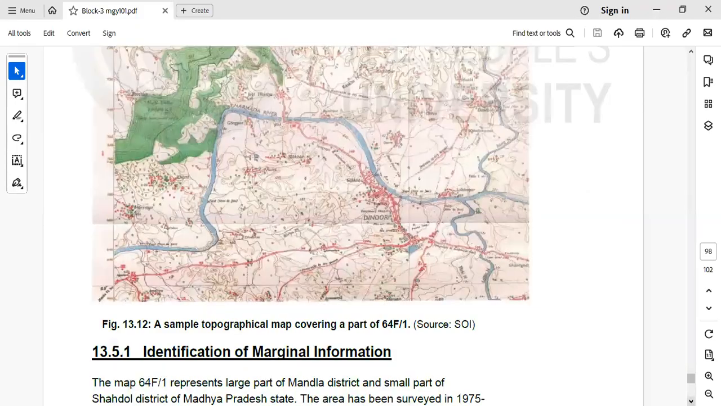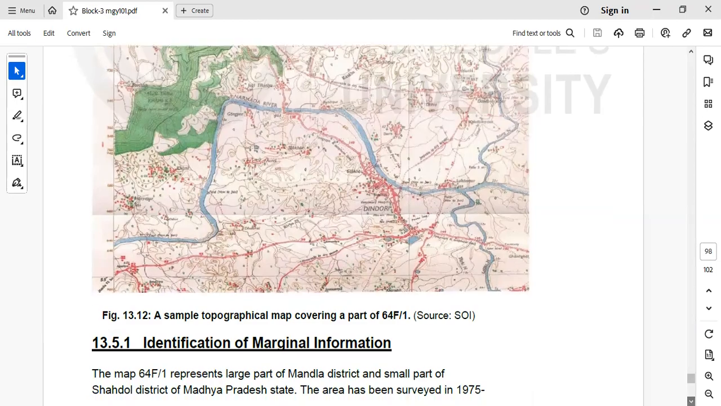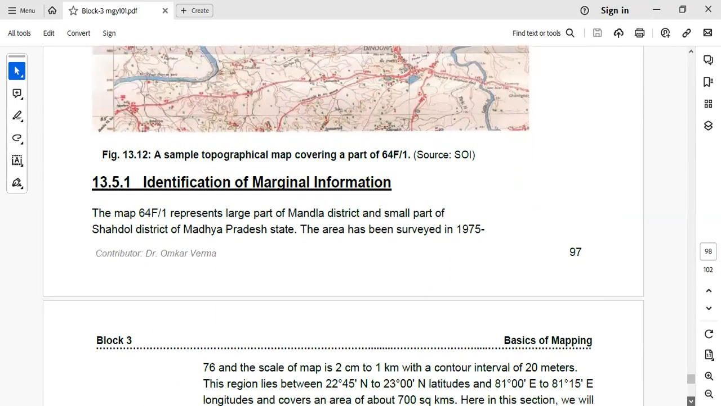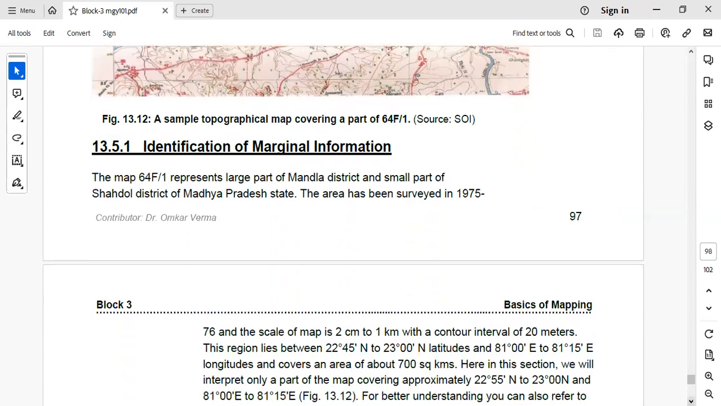Here we have given an example of a part of a topographical map with the interpretation. You can select any topographical map of any area, and with the help of your knowledge of contour arrangement, color, symbol, and other legends, you can try to interpret any topographical map on your own.